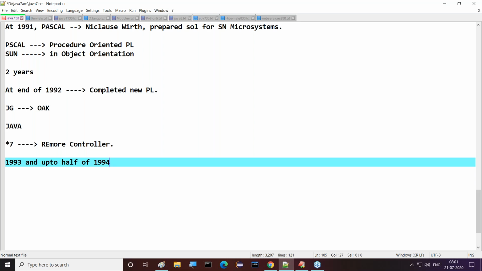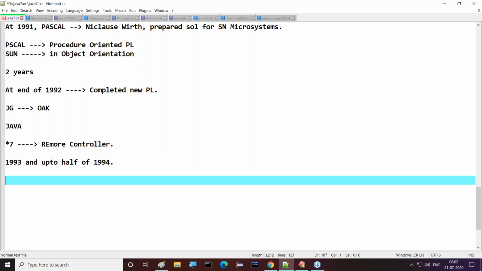No customer was identified. They checked that piece, that remote controller, and they did not decide to take that particular product. Not even a single customer was identified to take the Star 7 product. So Sun Microsystems was not happy with the Star 7 and the Java programming language. Exactly at that moment, in the mid of 1994, what happened there?